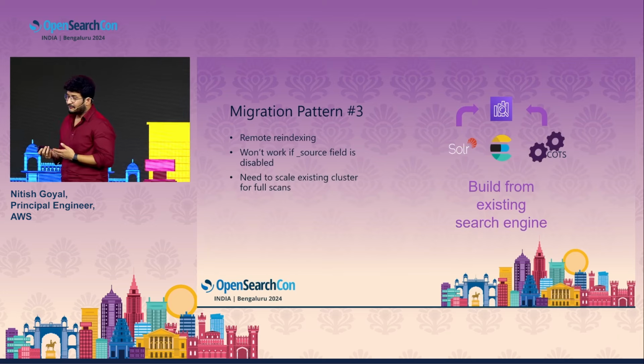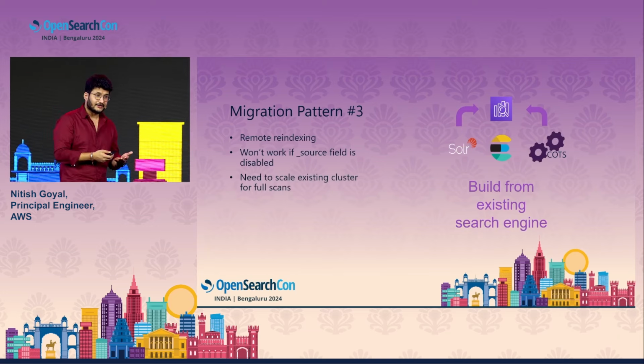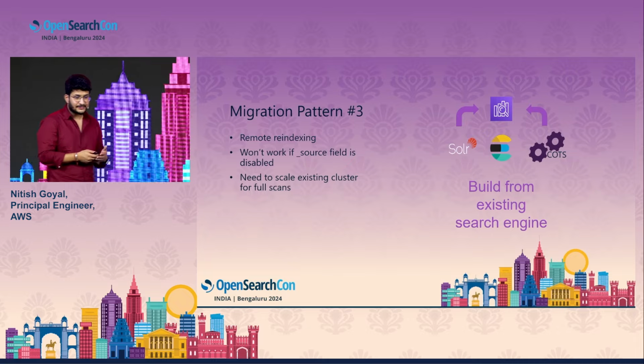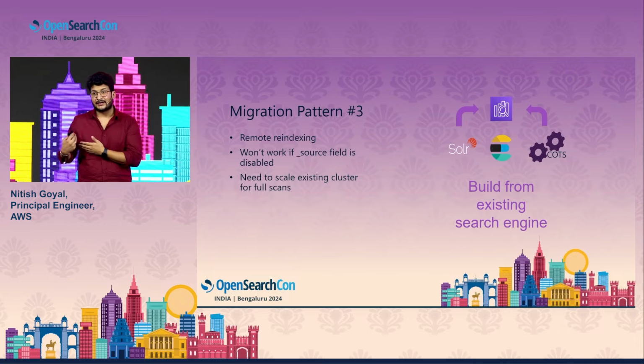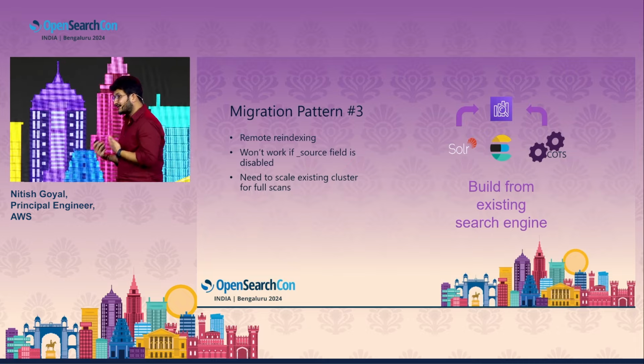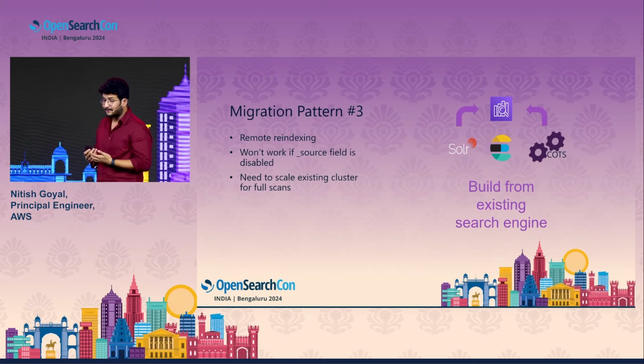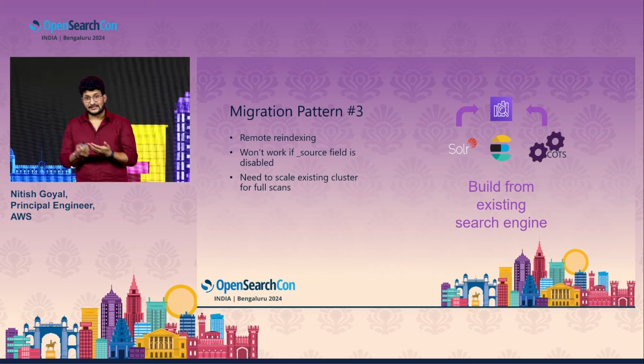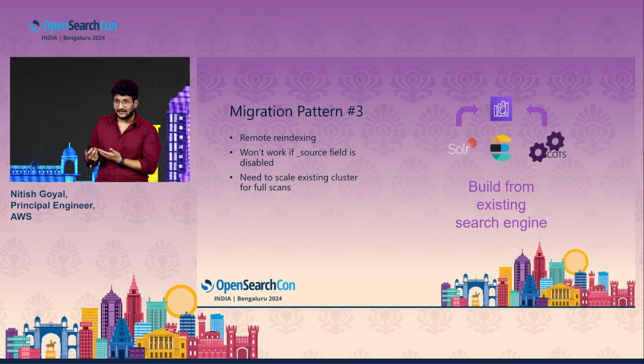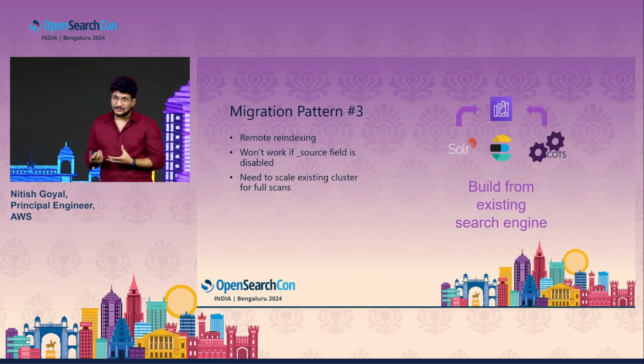The third one is building from an existing Elasticsearch cluster. Let's say you have a self-managed cluster and you want to move directly to this OpenSearch cluster. So you can do remote reindexing. You have a reindex API in OpenSearch, which essentially helps you to migrate that. But there are a few gotchas around it.